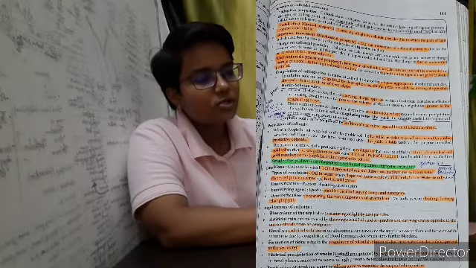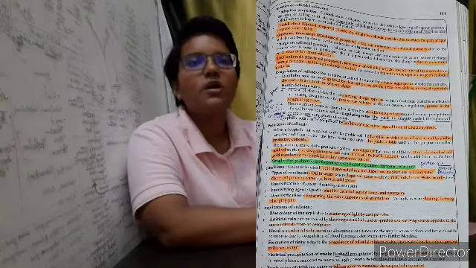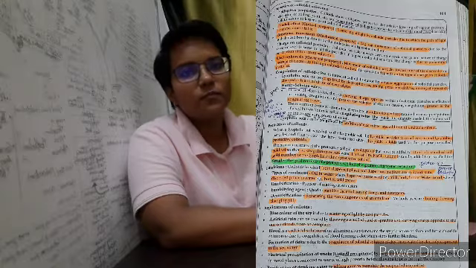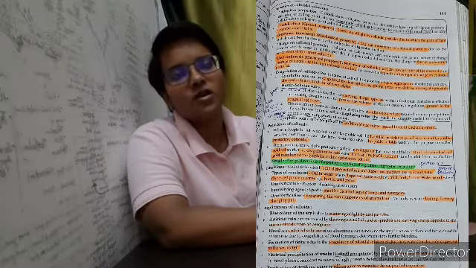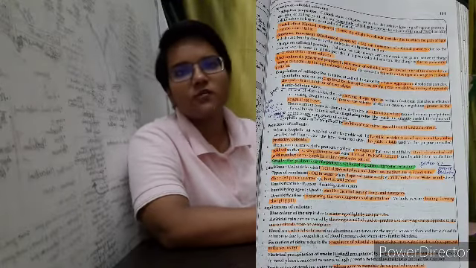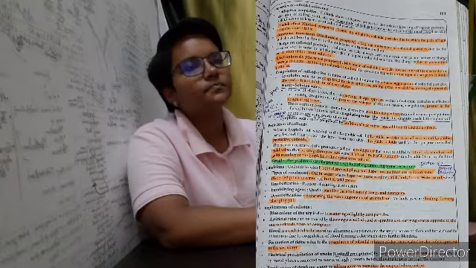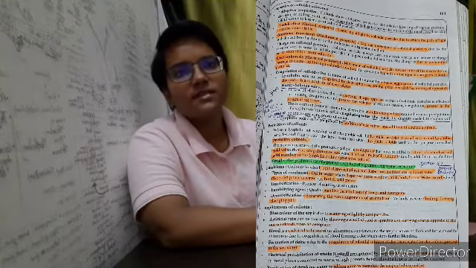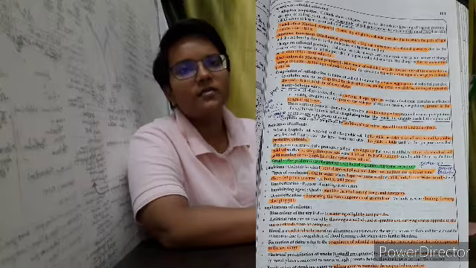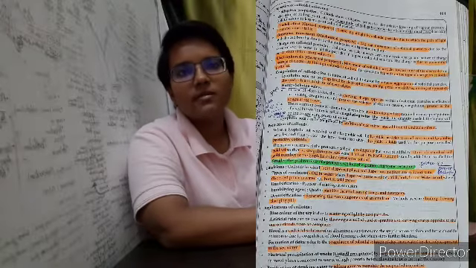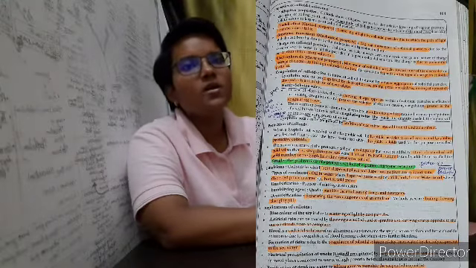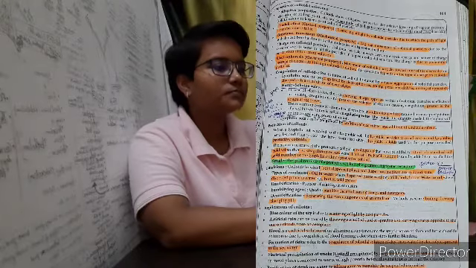Coagulation power is inversely proportional to the coagulation value, and they have given a question on it. They have put the values and you have to arrange them in increasing order of their coagulation power, as coagulation power is inversely proportional to the coagulation value. So those which have a higher coagulation value will have lower coagulation power.